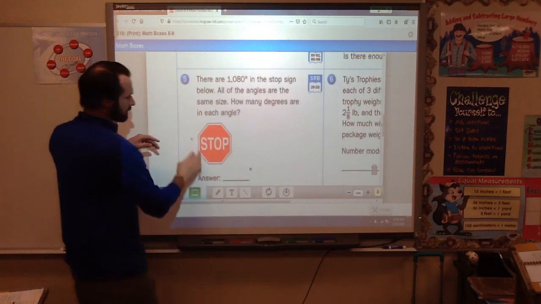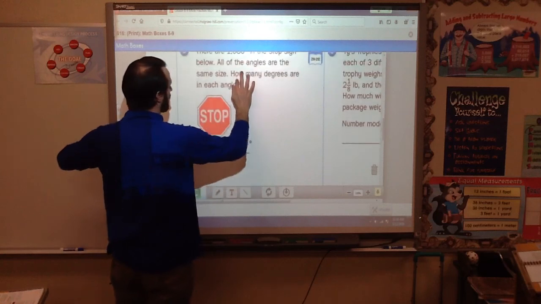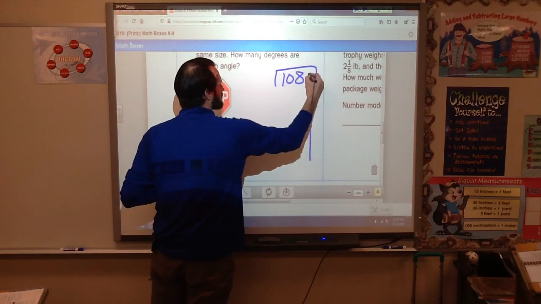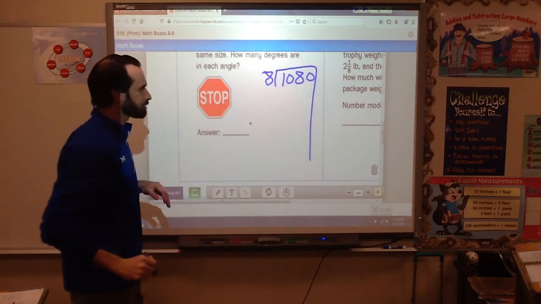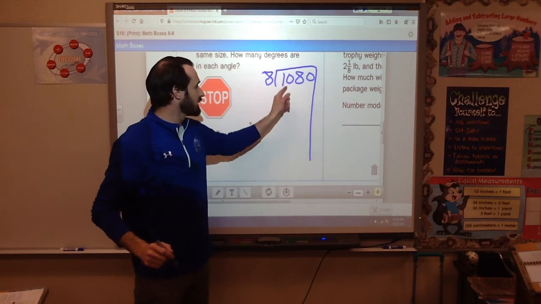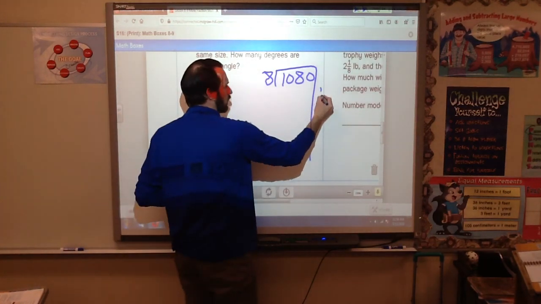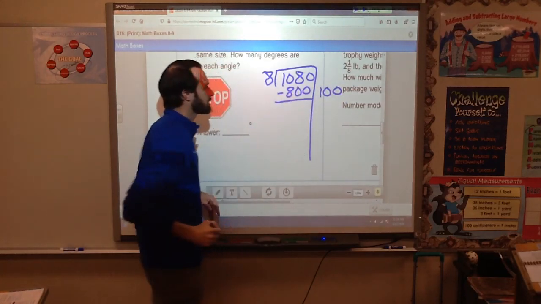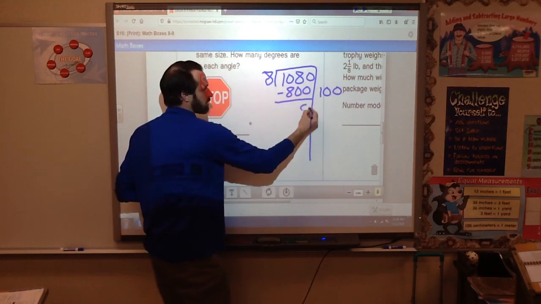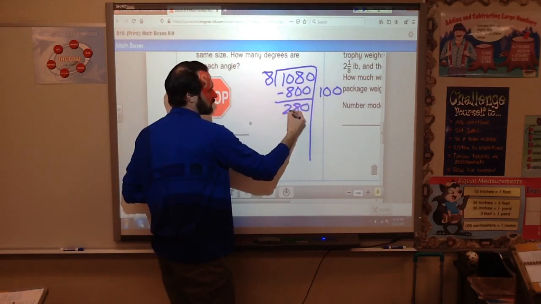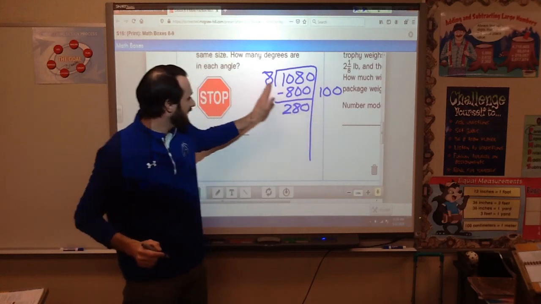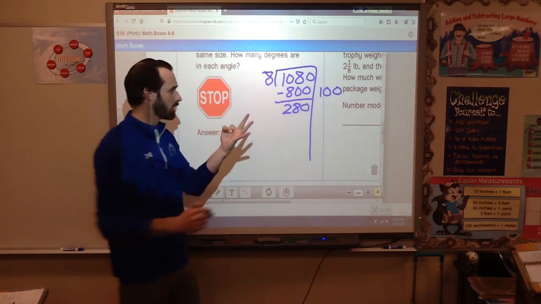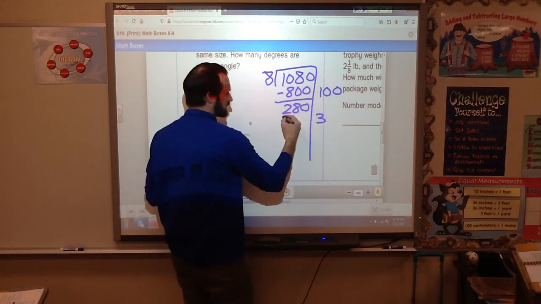Alright, this one I'm going to do with you. It's just a division problem. There's 1,080 degrees in a stop sign, and there are 8 angles, so we're going to go 1,080 divided by 8. And we're thinking, how many 8s can go into 10? 1. 8 times 1 is 8. Write a 0, write a 0, write a 0, write a 0, and subtract. 0 minus 0 is 0. 8 minus 0 is 8, and 10 minus 8 is 2. Now it becomes, how many 8s can go into 28 without going over? 8, 16, 24. The closest you can get is 3. 8 times 3 is 24.